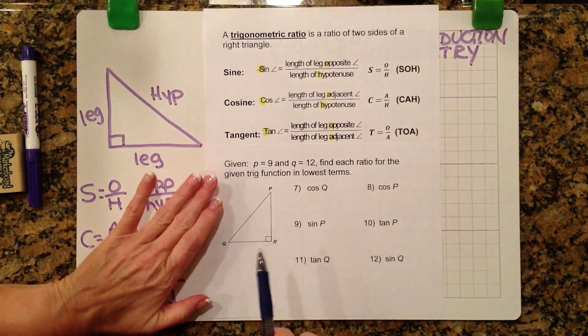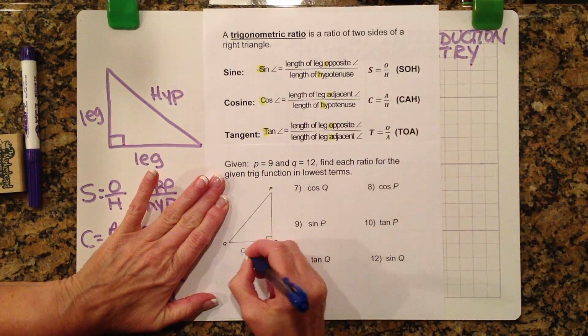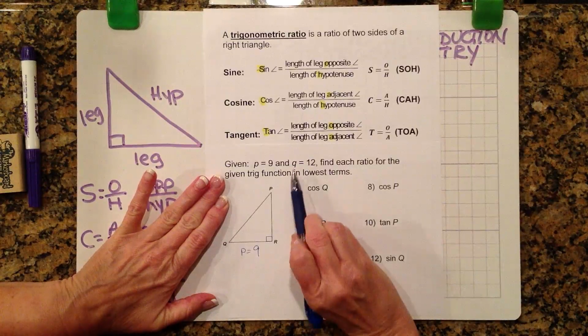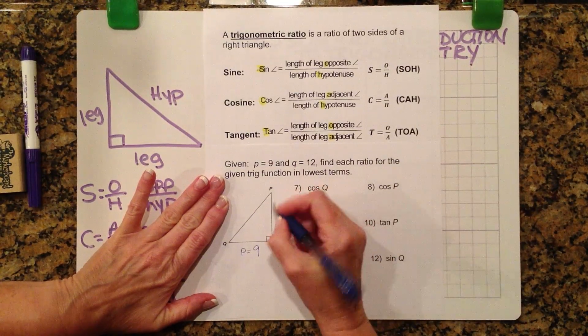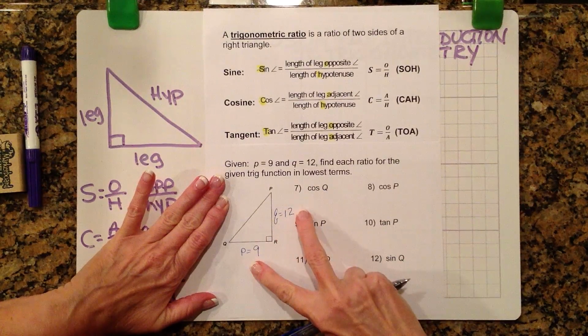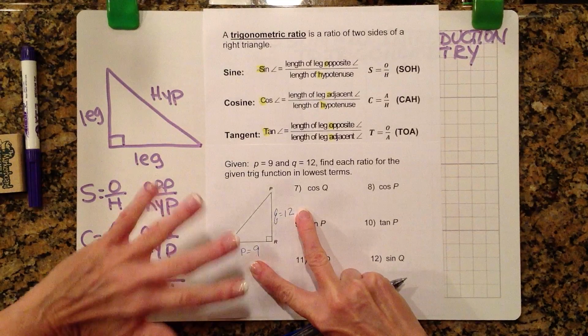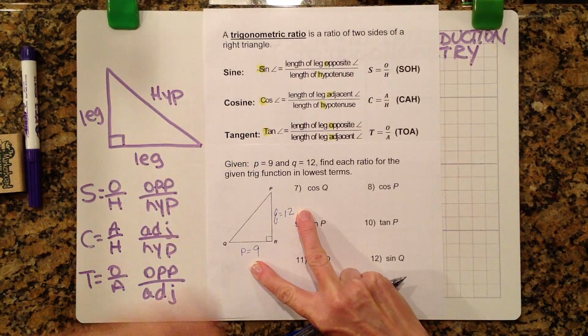So where's side P? Remember, it's going to be opposite, and it's equal to 9. Q, that's over here, and that's equal to 12. Uh-oh, I'm missing a side. What's my hypotenuse? How do I find that? You can use Pythagorean theorem.